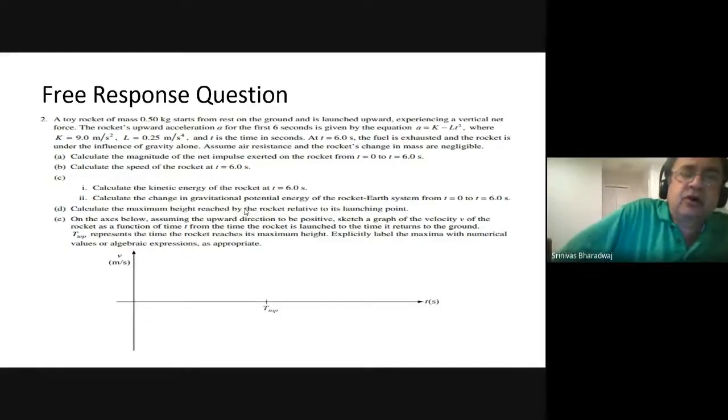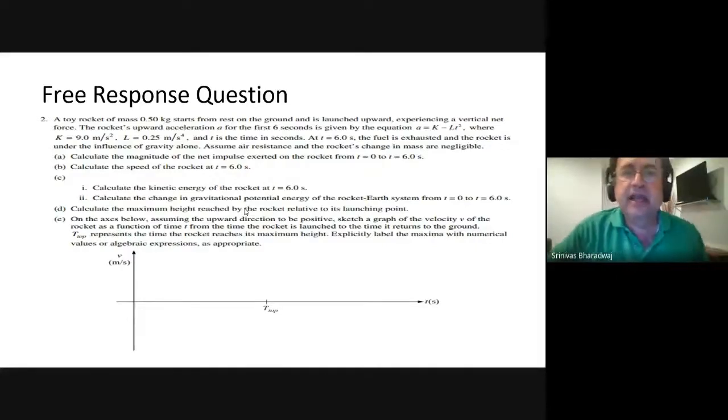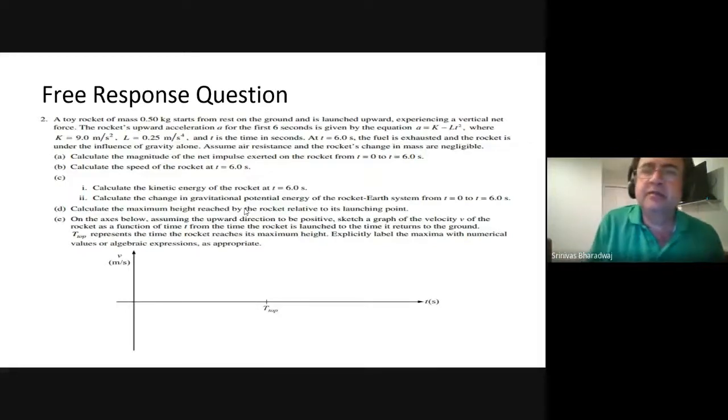Okay, a toy rocket of mass 0.5 kg, but sometimes they can get tricky. It starts from rest on the Earth's surface and is launched upward, experiencing a vertical net force. The rocket's upward acceleration for the first 6 seconds is a equals K minus L times t square, where K is equal to 9 and L is equal to 0.25. At t equals 6, what happens to this equation?